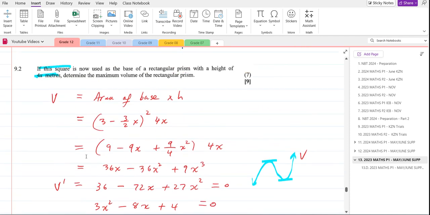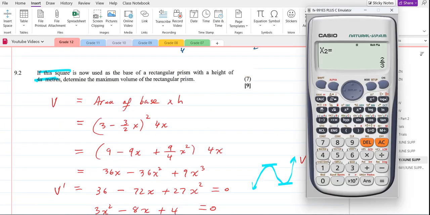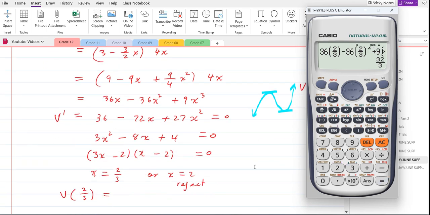Let's substitute 2 over 3 inside this function here. So we got 36 into 2 over 3, close bracket, minus 36 into 2 over 3 squared, plus 9 into 2 over 3, and we're cubing this. Actually a cube, right? So what answer are we getting? We're getting 32 over 3. Right, so my answer is 32 over 3.